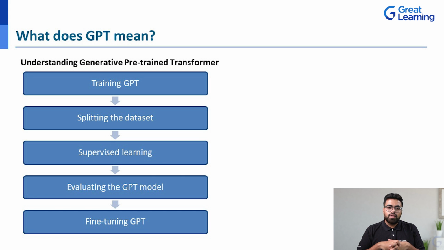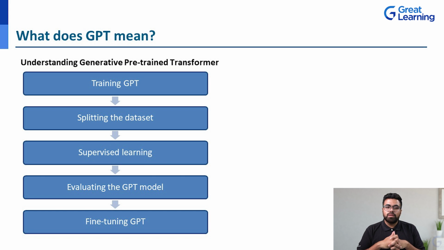The third step is training the GPT model. Now the GPT model is trained using a technique called supervised learning. In supervised learning, the model is given a set of input data and a set of output data, so the model learns to map the input data to the output data. In the case of GPT, the input data is a sequence of words, and the output data is the next word in that sequence. So this is how it develops itself, this is how it grows itself.